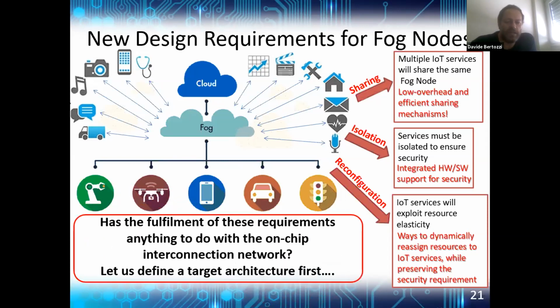So the question is, do these requirements have anything to do with the on-chip interconnection network? Clearly, they are highly related to the network on chip, but first, before getting into this detail, let's take a look at the target architecture of the fog node.